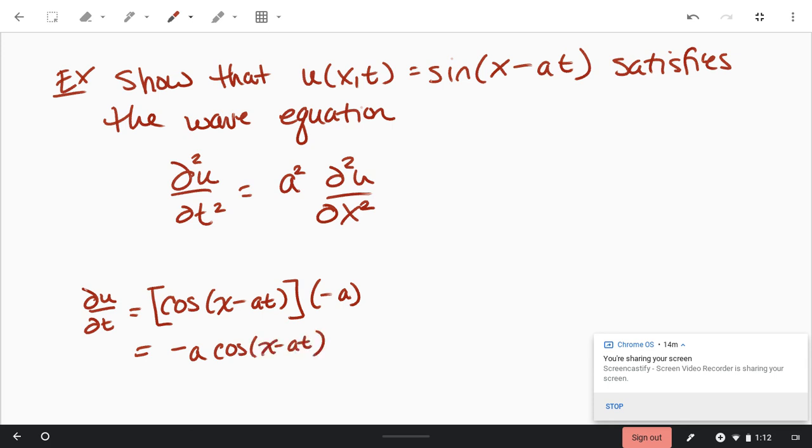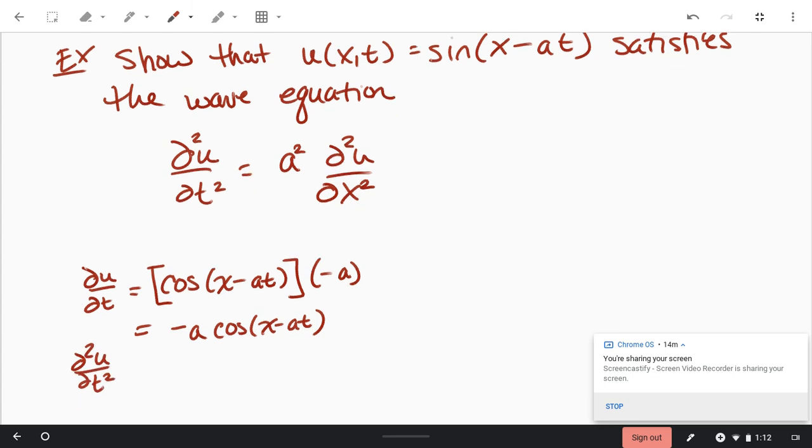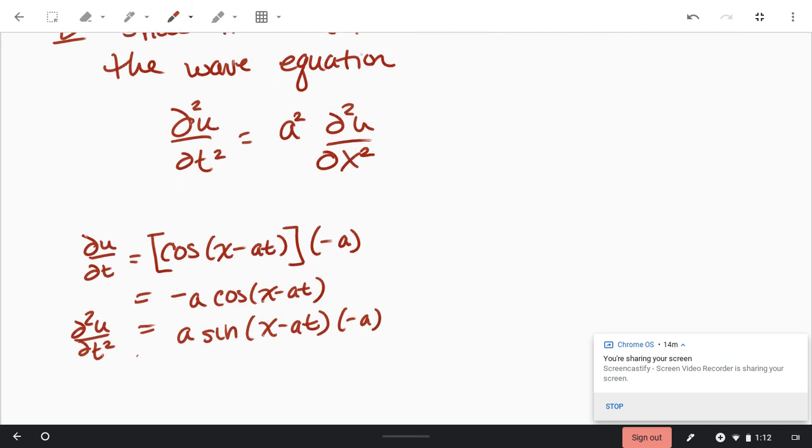Second derivative then would be: derivative of sine is cosine, derivative of cosine is negative sine. So we're back to a sine (x minus at) times negative a. So it would be negative a squared sine (x minus at). Okay, we took the derivative first with respect to t and then again with respect to t. If that was a little too fast for you, I would encourage you to pause, rewind, and just kind of go through it again.